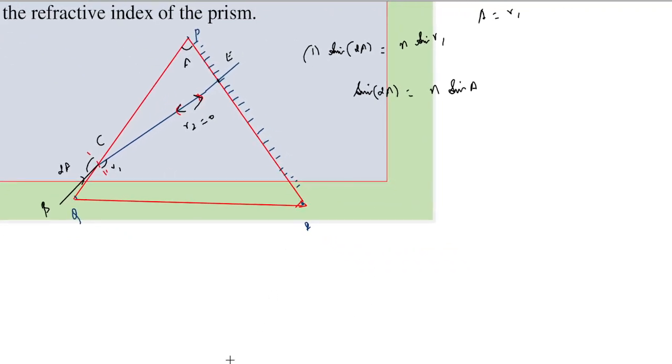Recall that sine 2A is nothing but 2 sine A into cos A. So this becomes 2 sine A cos A is equal to n sine A. From this, sine A gets cancelled. Therefore, what remains is n is equal to 2 times cos A. So this is the refractive index of the prism.